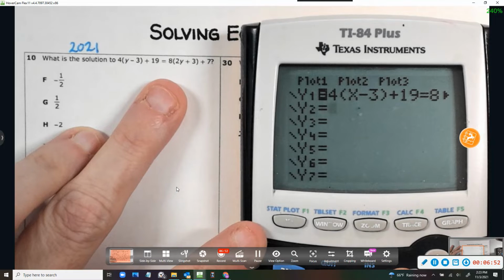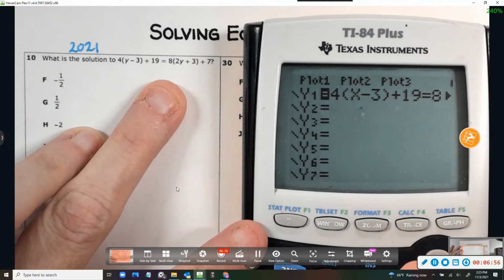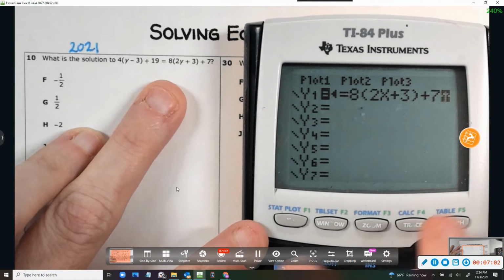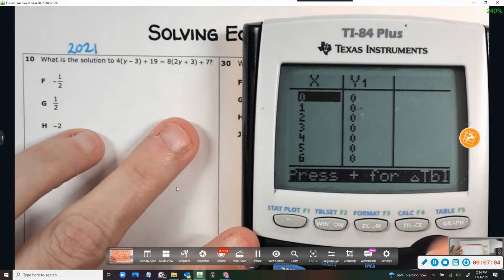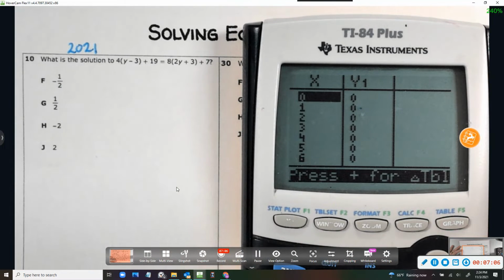I'm just going to check it because that was kind of crazy. 4x minus 3 plus 19 equals 8 parentheses, 2x plus 3 plus 7. Okay, now I'm going to look at the table. I don't think this would look like anything if I put it in there.